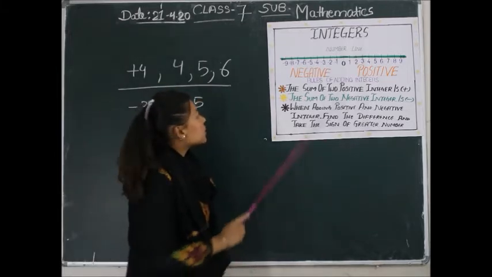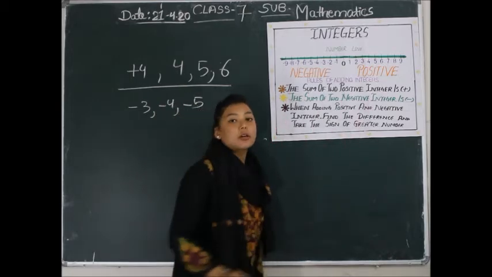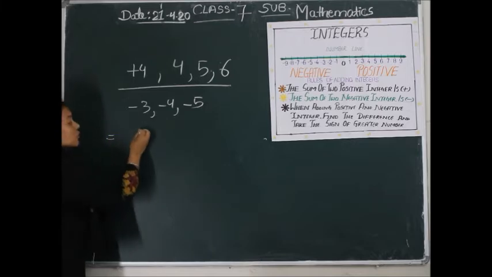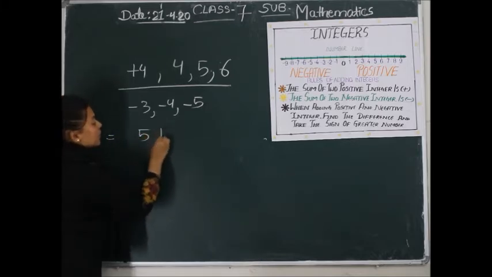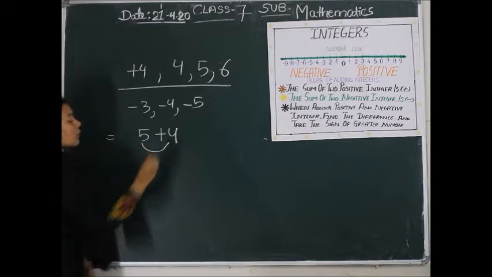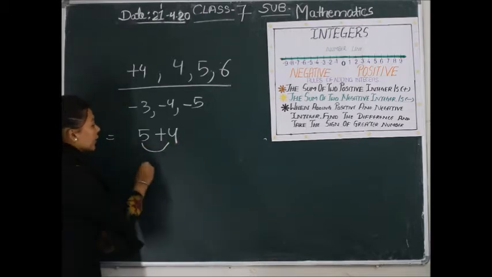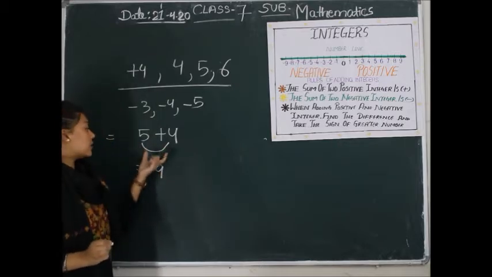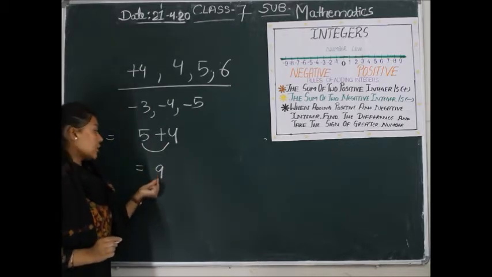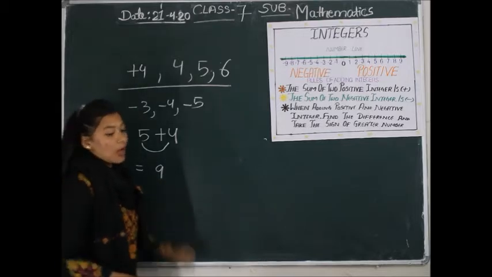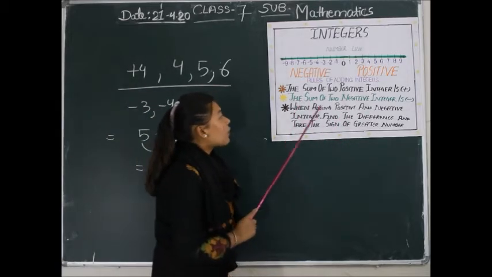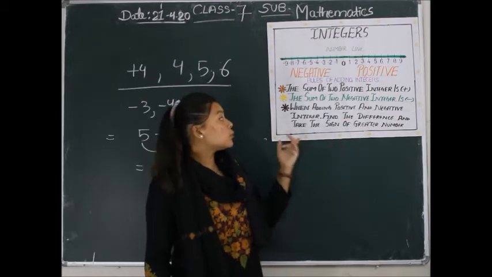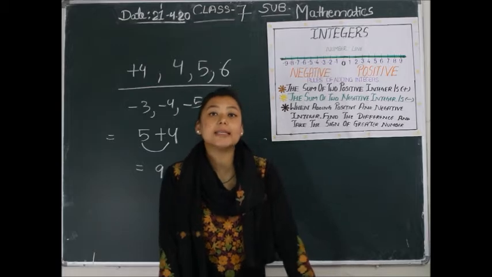Okay, now the first one is the sum of two positive integers is always positive. That means when I add two positive numbers, 5 plus 4, now both are positive numbers. Now when I add, I'll be getting 9. That means the sum of two positive integers is always an integer. I am getting a positive integer. Now the second one is the sum of two negative integers is always negative. In the same way, the sum of two negative integers will always be negative.